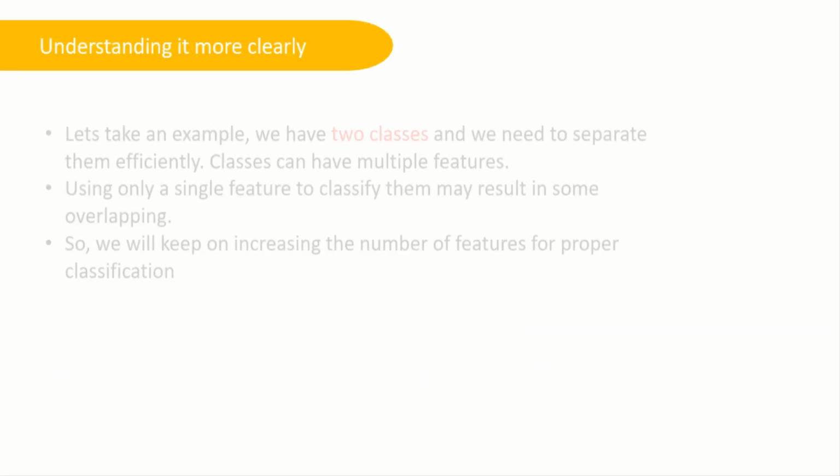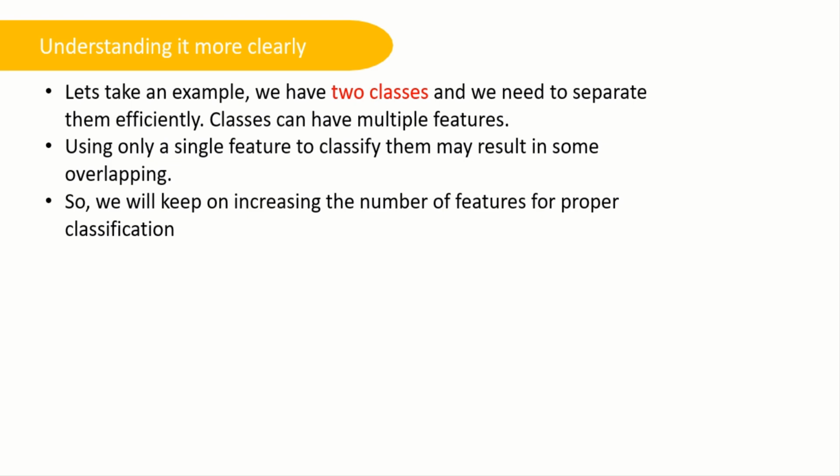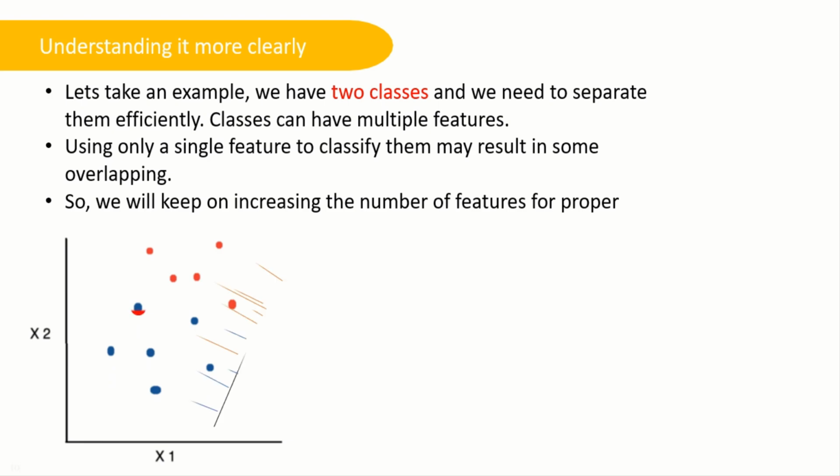Now let's understand it more clearly, so whatever doubts you may have will be cleared right here. Let's take an example where we have two classes and we need to separate them efficiently. Classes can have multiple features, and using only a single feature to classify them may result in some overlapping. So we will keep on increasing the number of features for proper classification.